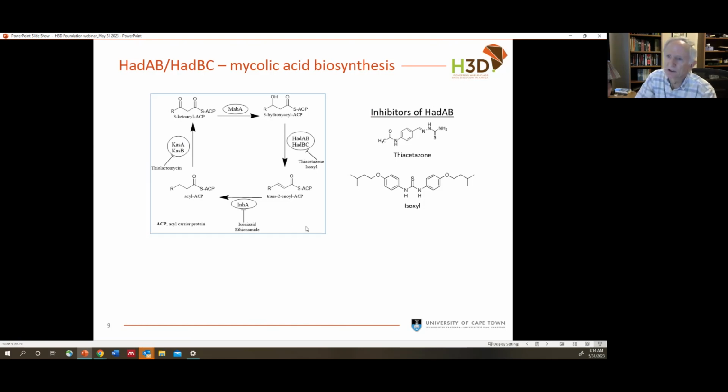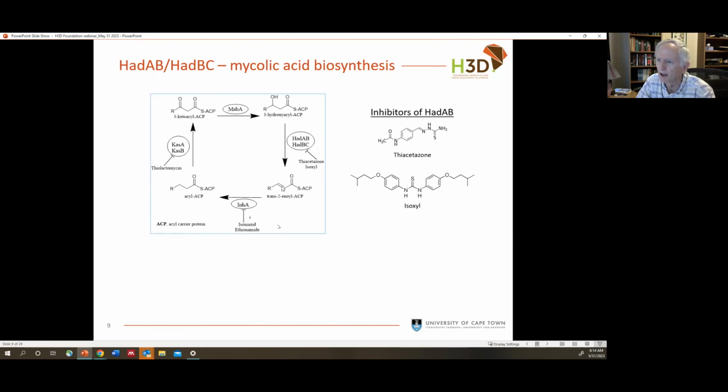Next area I talk about is HAD-AB, HAD-BC, which is involved in mycolic acid biosynthesis. Here's the biosynthetic, if you will, circle that's responsible for construction of mycolic acid. Mycolic acid is a long-chain fatty acid that's part and parcel of the cell wall of mycobacteria. So within this sequence, there's a step that is inhibited by isoniazid. Again, one of the frontline treatments for TB.